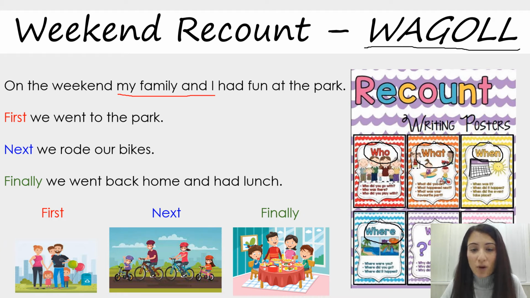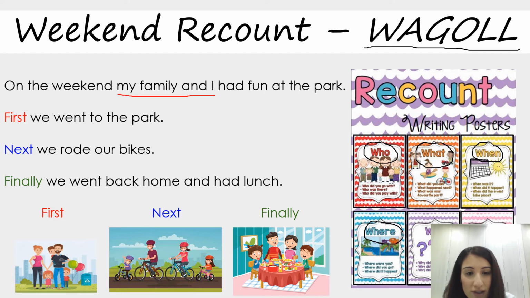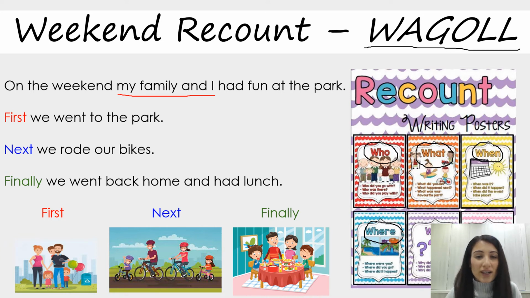Now the next W is what, and it's in orange. So I'm going to pick an orange one and we're going to look at what we did. I had fun at the park. I think that's what I did. So I'm going to underline that. I had fun at the park. The next W is when. When did it happen? Well, I can see that at the beginning of the sentence, on the weekend. Now our last W is where. Where did it happen? It happened at the park, right at the end of my sentence there.